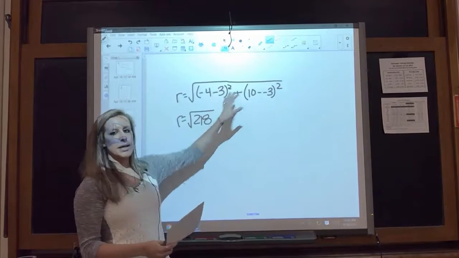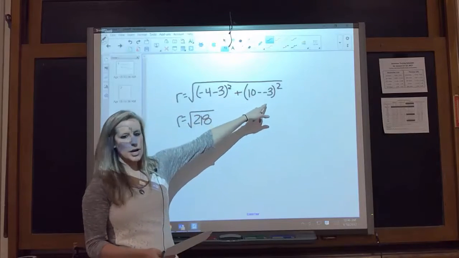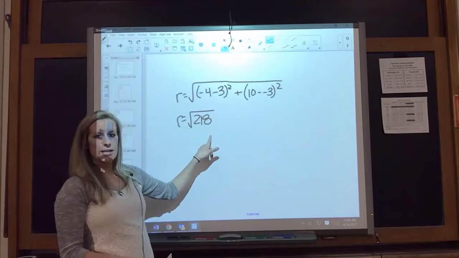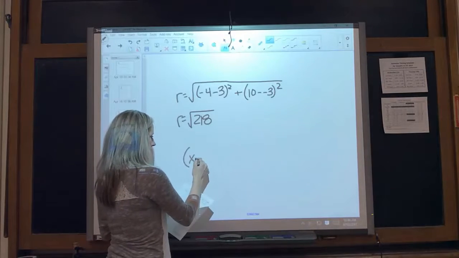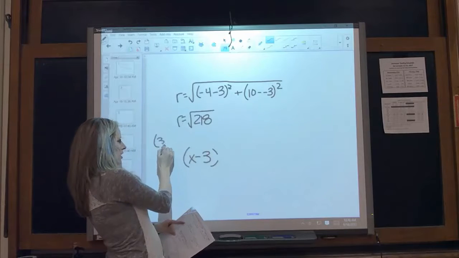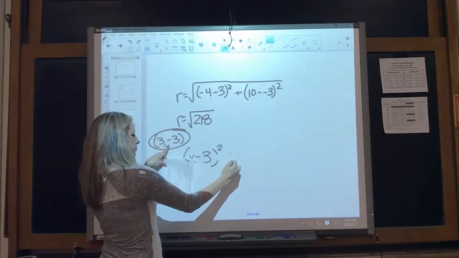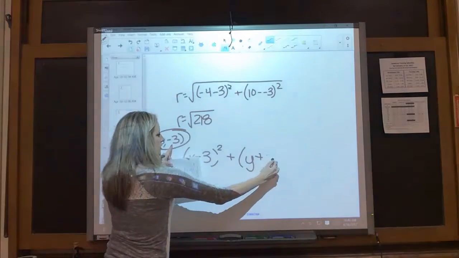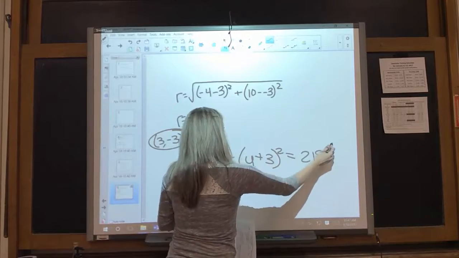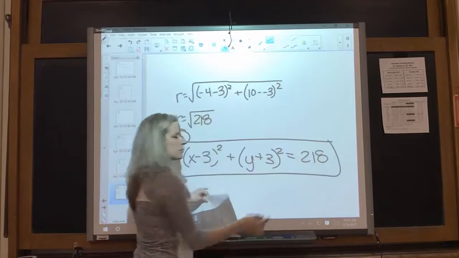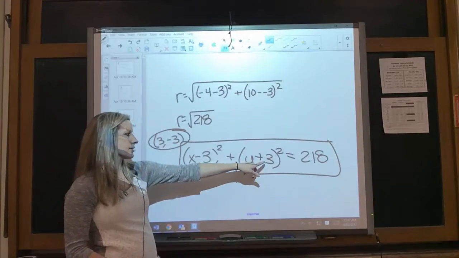Okay, so whenever I did my distance formula, I subtracted my x's and squared it, plus subtract my y's, squared it. I got 218. So my equation would be x minus 3, because my center is 3, negative 3, right? So x minus 3 squared plus y plus 3 squared equals 218. Remember, on your center, you want to take the opposite. So it'd be minus 3 for the x and plus 3 for the y.